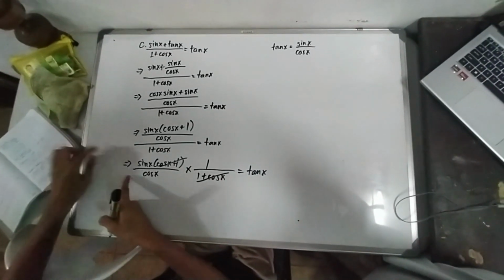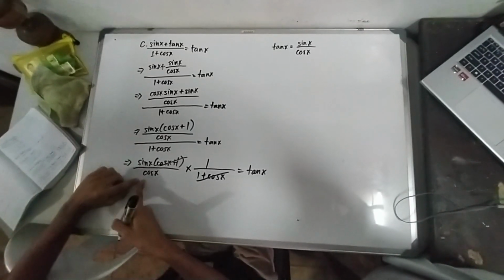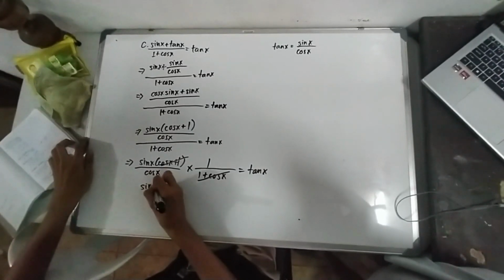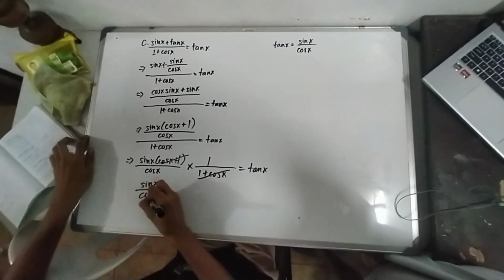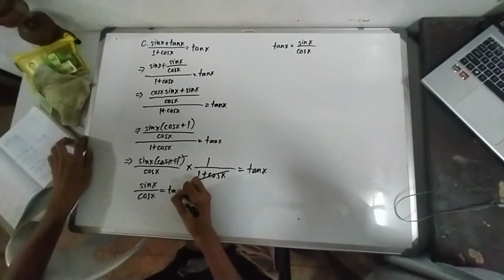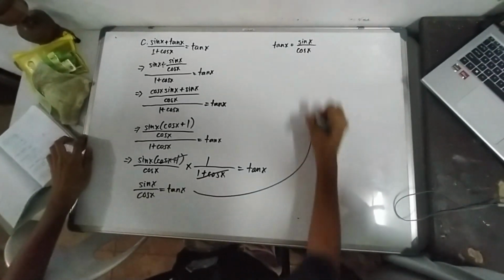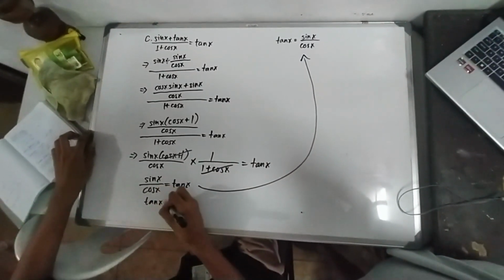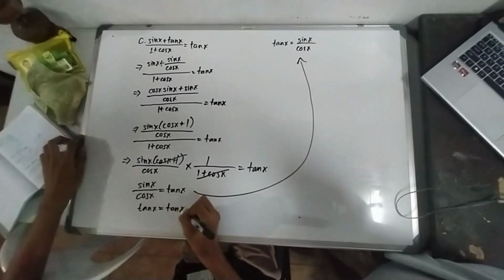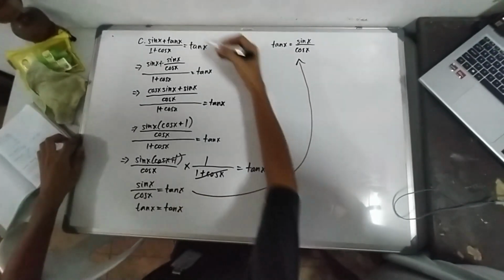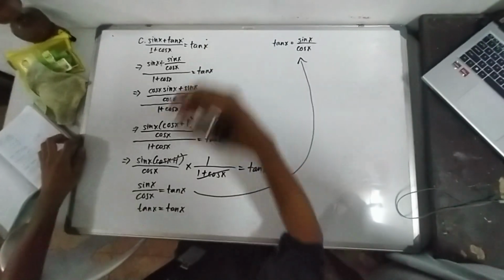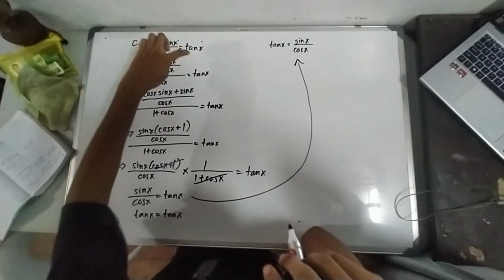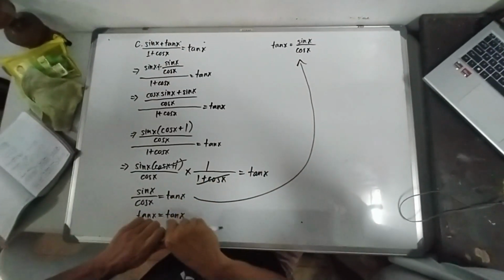Since we now only have sine x over cos x times 1, sine x over cos x is equal to tan x, as we can see here. So tan x is equal to tan x. Therefore, this expression is equal to this expression. Now we have successfully proved that this equation is equal to this equation. So that's it for problem C.